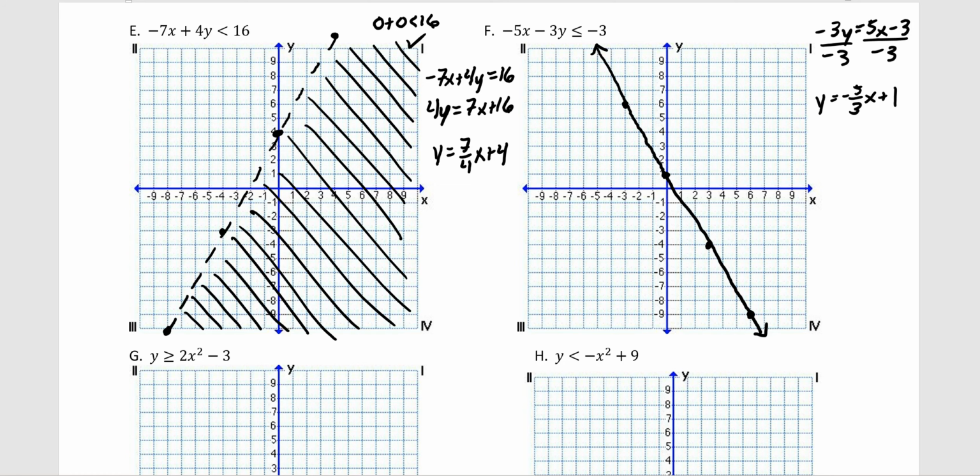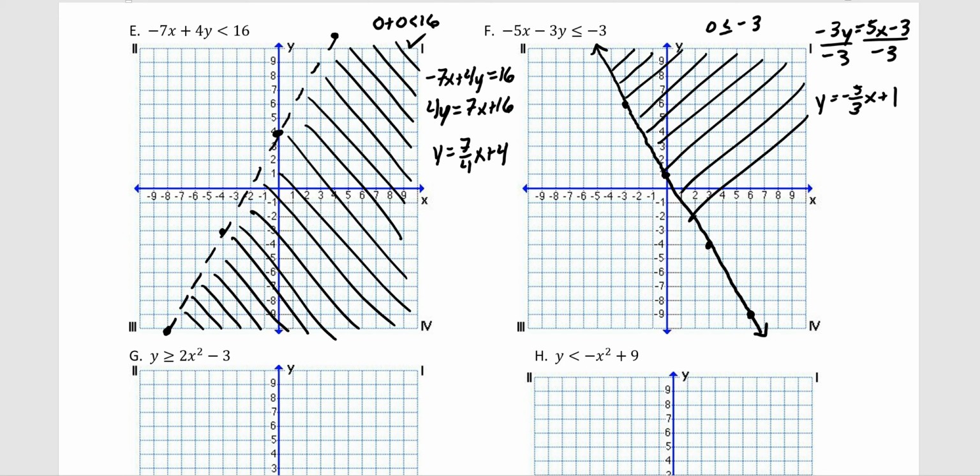So when I plug in 0, 0, I get 0 is less than or equal to -3. Is that true or false? That is false. 0 is more than -3. So I will shade the side that doesn't have 0, 0, which would be this side here. All right, hopefully we're feeling pretty good with that.